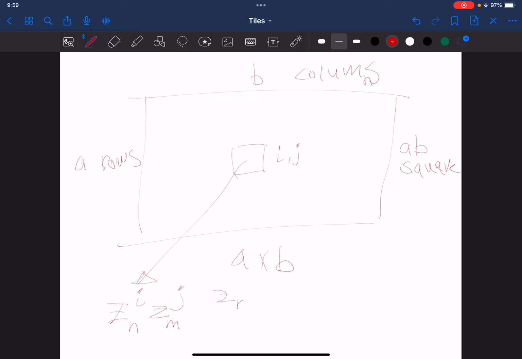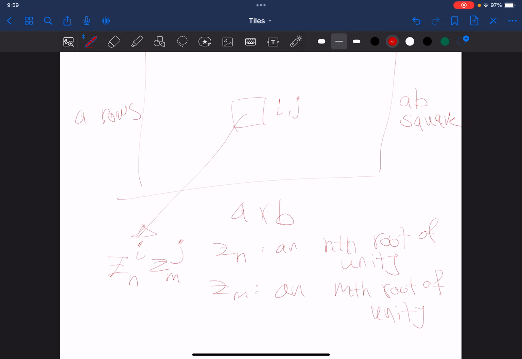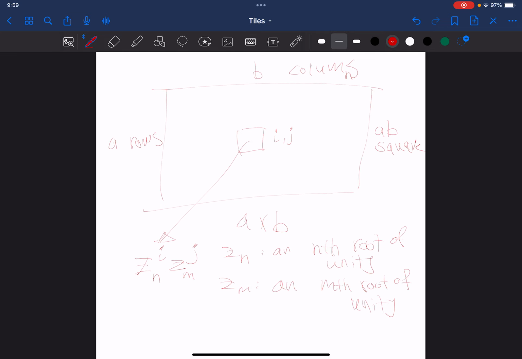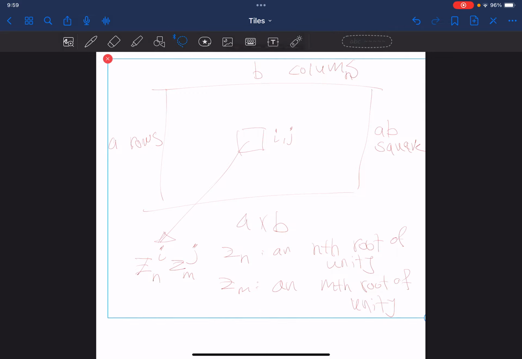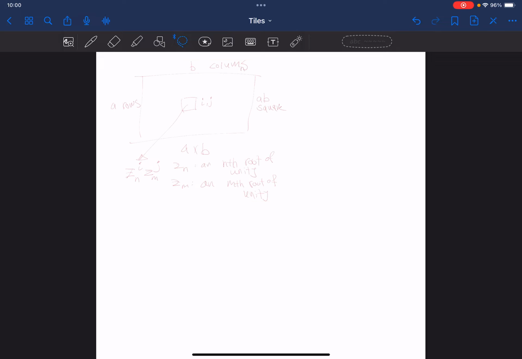What's Zn? Zn is an nth root of unity, and Zm is an mth root of unity. These roots of unity exist and they satisfy the property that I just told you. Sounds good. And now I have the grid and I'm writing complex values inside each square.